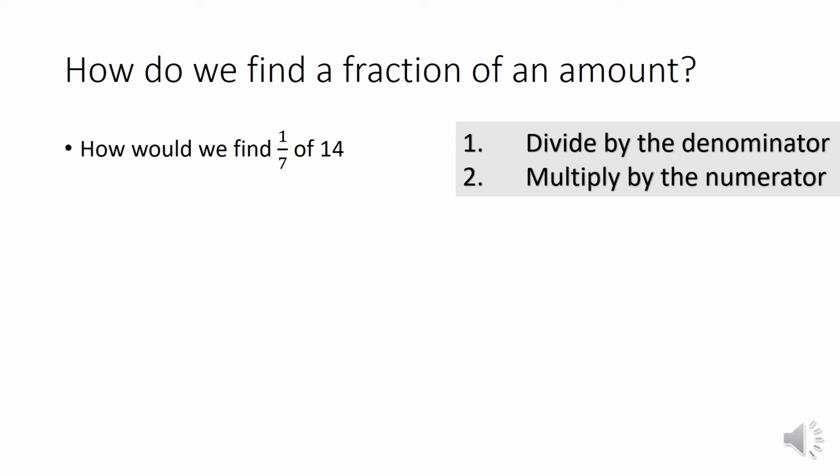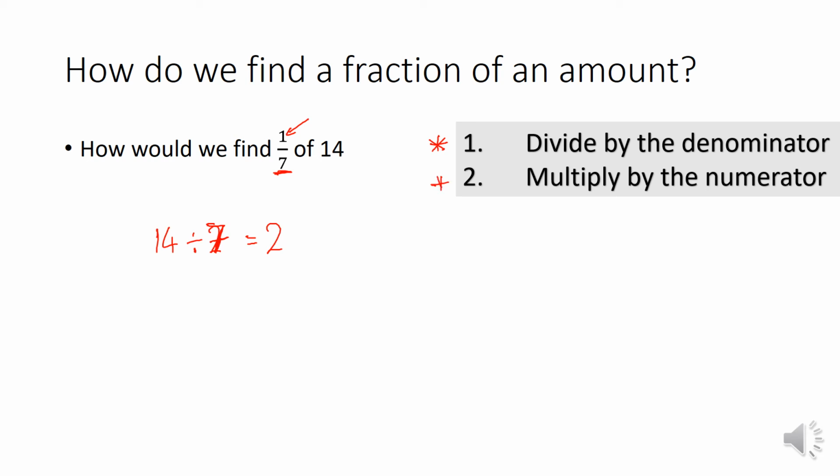Okay, so one more example. We've got 1/7 of 14. Firstly, steps are still the same. The key difference we notice here is our numerator is 1, but we'll see what happens with that in a minute. So we're going to divide by the denominator. Our denominator is 7. So we're going to do 14 divided by 7, not by 2, by 7. And that gives us the answer of 2. So we've worked out what 1/7 is.